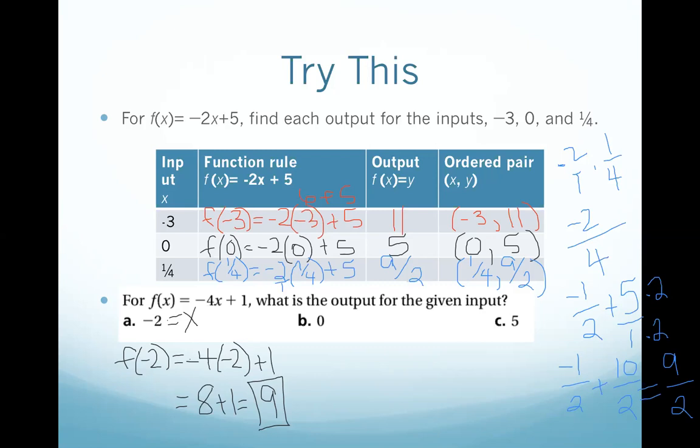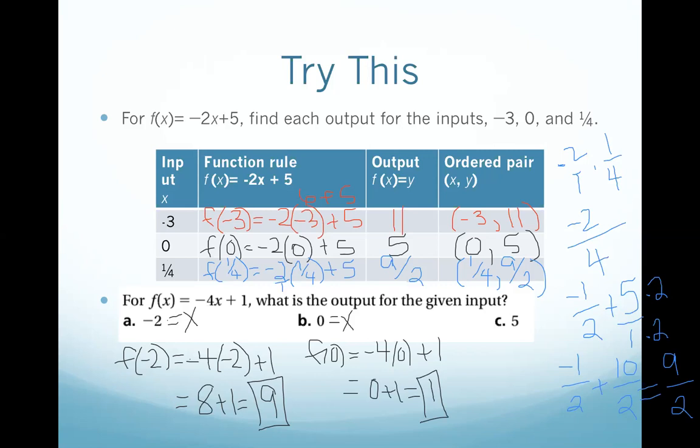Okay, for part B, we're going to do the same thing. 0 is our input value, and so I need to replace x with 0. So I have f of 0 equals negative 4 times 0 plus 1. We love finding these with 0 because 0 makes numbers disappear. 0 is magical. Negative 4 times 0 is 0, plus 1 is 1. Our answer for part B should be 1.